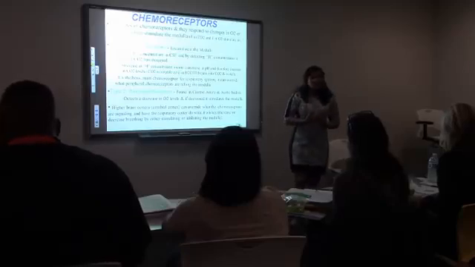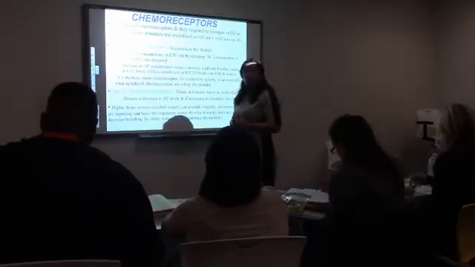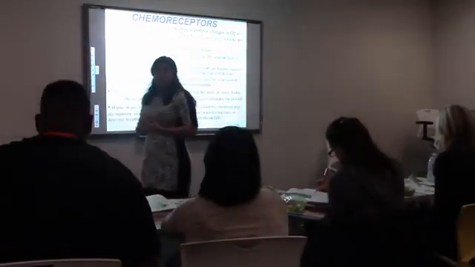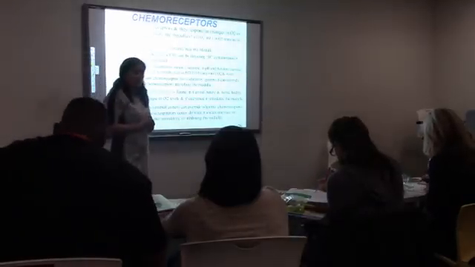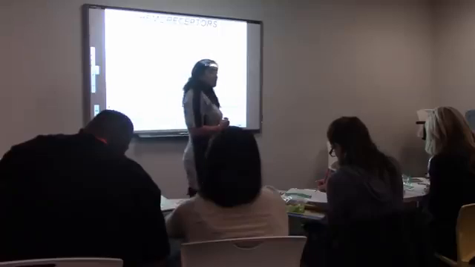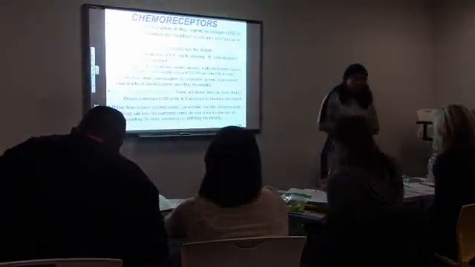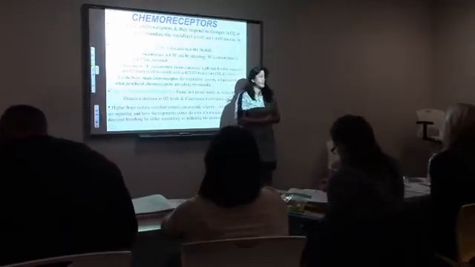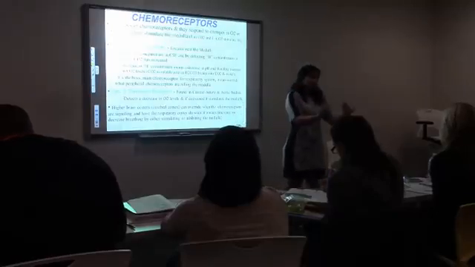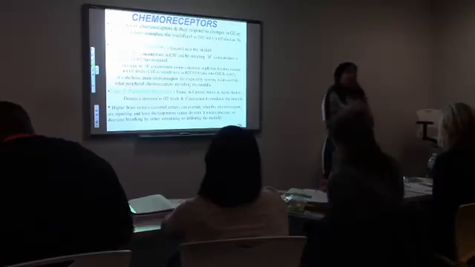Since we touched base on chemoreceptors, let's talk more about them. There are two types of chemoreceptors, type 1 and type 2. Type 1 are also called central chemoreceptors. Type 2 are called peripheral chemoreceptors. Type 1 chemoreceptors are located near the medulla oblongata, so basically near the respiratory center, and their job is to detect hydrogen concentration within the CSF.